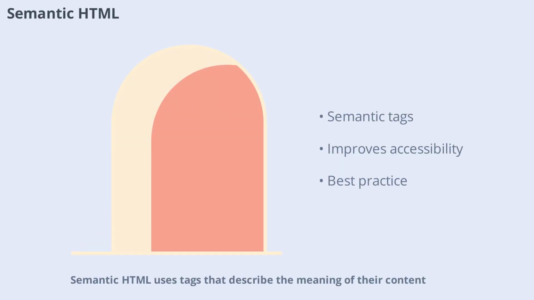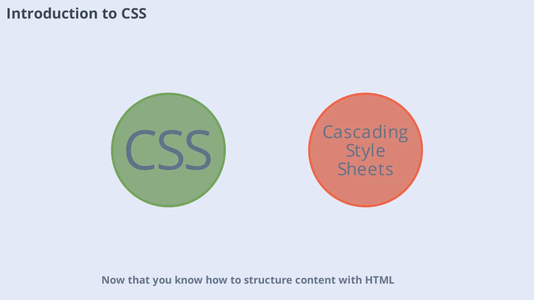Semantic HTML uses tags that describe the meaning of their content, like header, footer, article, and section. These tags make your code more readable and accessible, helping both browsers and assistive technologies understand your page's structure. Using semantic HTML is a best practice for modern web development. Now that you know how to structure content with HTML, it's time to make it look great with CSS.